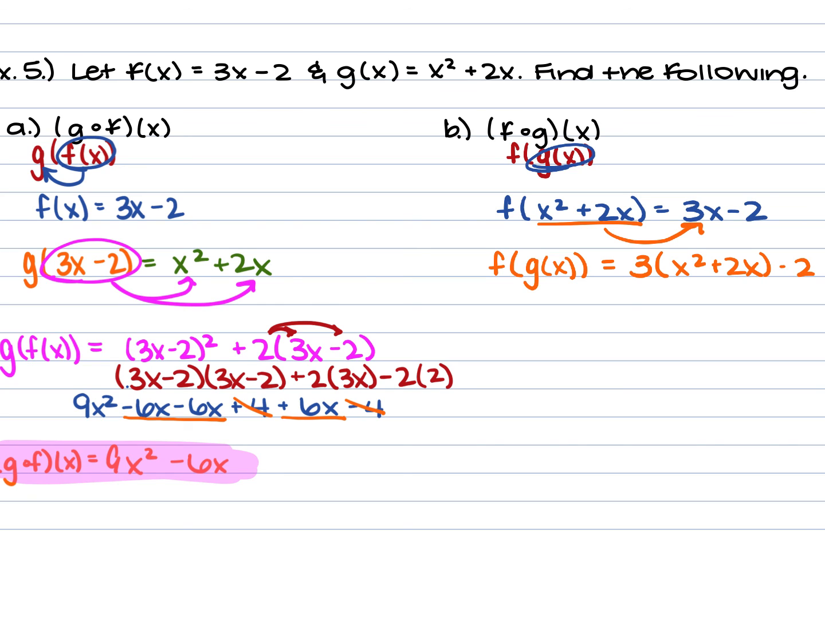So we're going to do f of g of x is equal to 3 times (x squared plus 2x) minus 2. Distribute the 3 in. So we're going to have f of g of x is equal to 3x squared plus 6x minus 2. We do not have like terms here, so this is our answer.